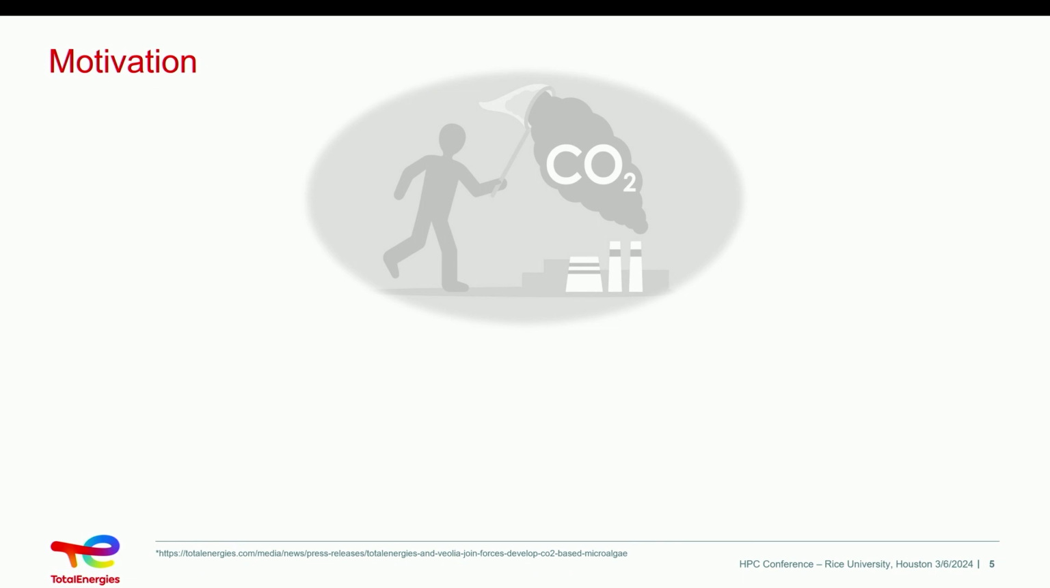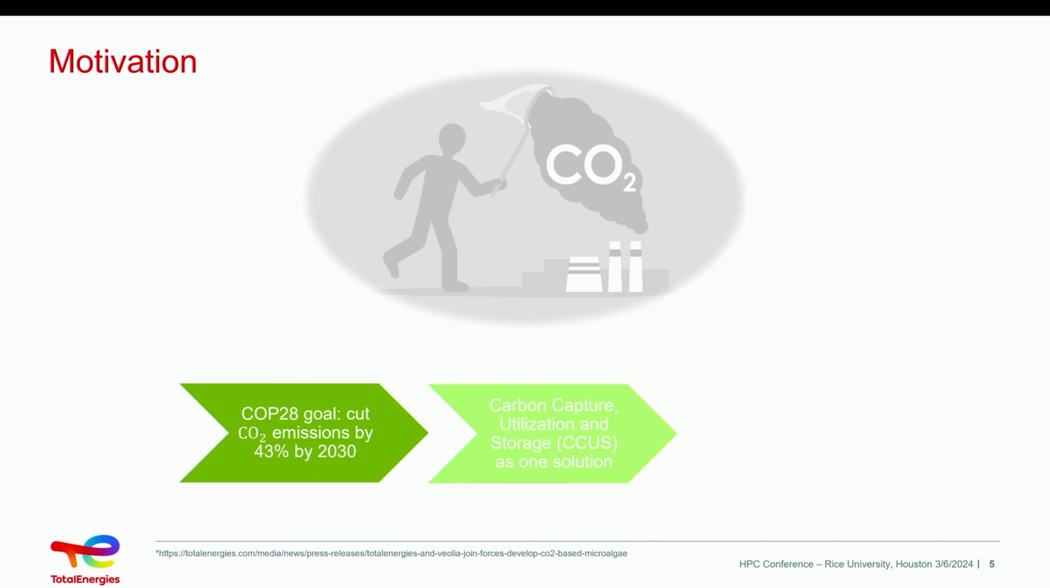So, as everyone knows, we are in a pretty critical situation about global warming. And so COP28 fixed a goal of cutting CO2 emissions by 43% by 2030. So how can we reach this goal? One of the possible solutions is what we call CCUS, carbon capture, utilization and storage.